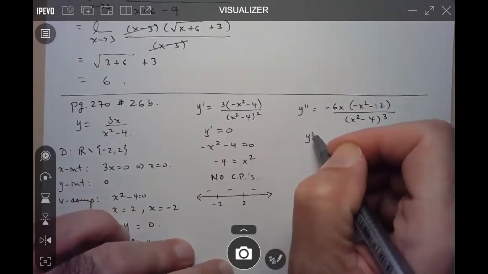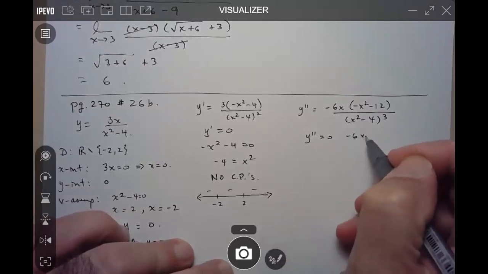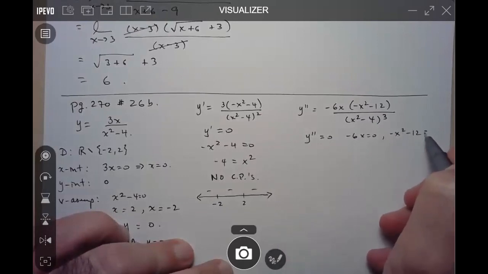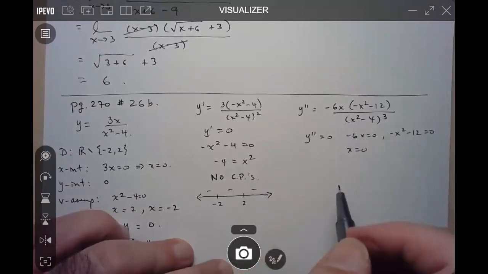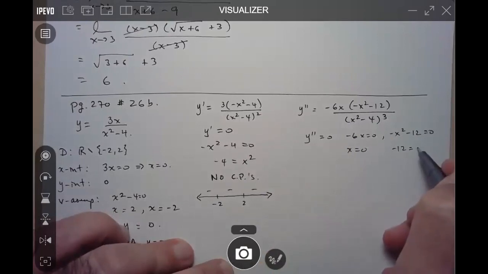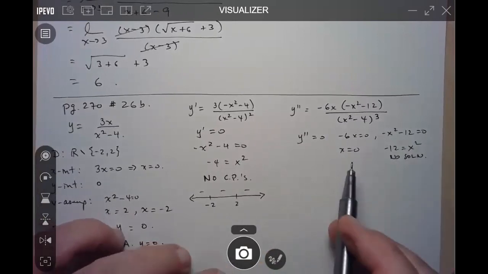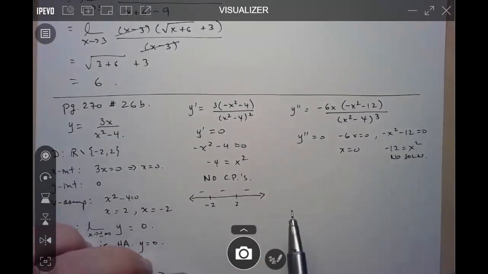So now I need to determine when the second derivative is equal to 0. So that's going to happen when negative 6x is equal to 0 or negative x squared minus 12 is equal to 0. So here we have x equals 0. Okay, it's pretty obvious. But here, hey, we got something similar to before. Negative 12 is equal to x squared. This is impossible. So no solution from this part. So our only possible point of inflection is at x equals 0.